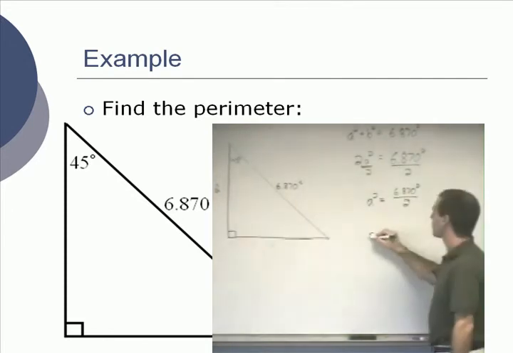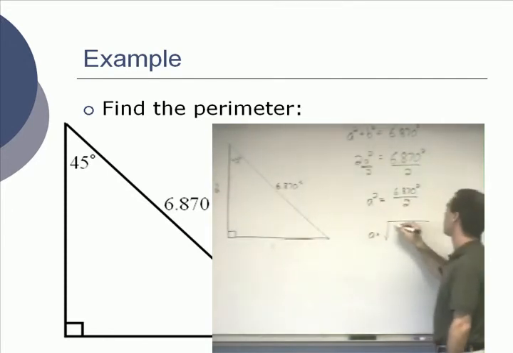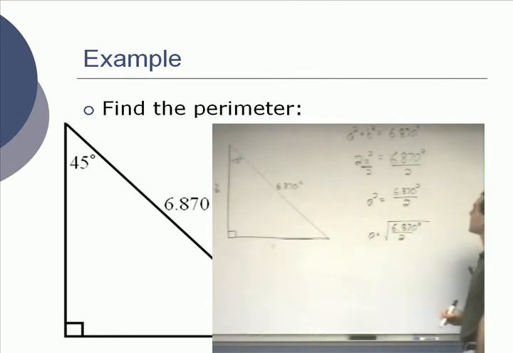Therefore, a equals the square root of 6.870 squared divided by 2. Is that right? So we can find it in that way. Take our side length, square it, divide by 2, and then take the square root. Yeah, good. Okay, so that's one technique.